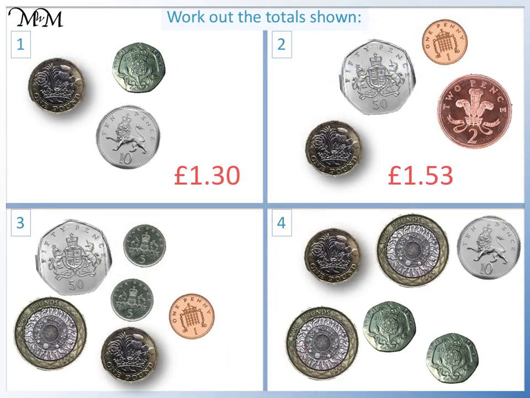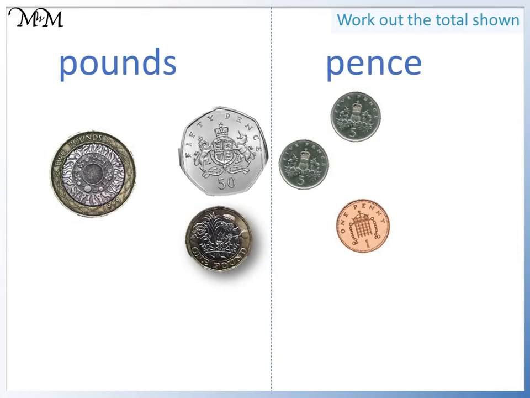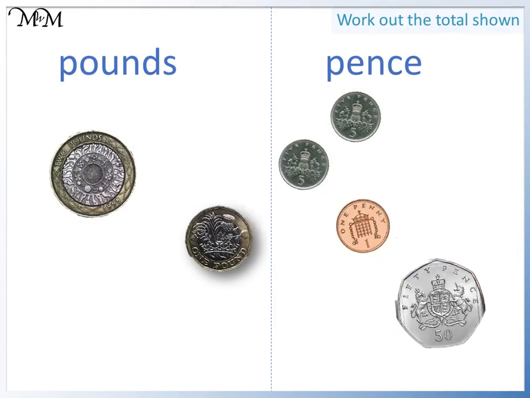Question 3. First, we'll move the 50p over to the pence. Looking at the pounds, we have 2 plus 1, which equals £3. Looking at the pence, we have 50 plus 5, which is 55, plus 5, which is 60, plus 1, which equals 61p. So altogether, we have £3.61.